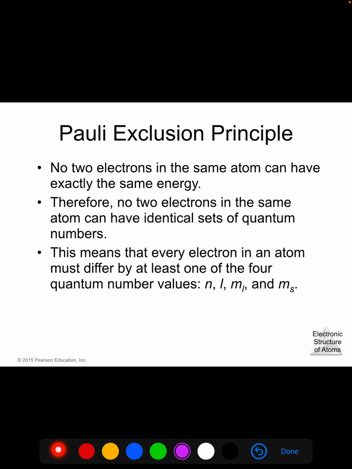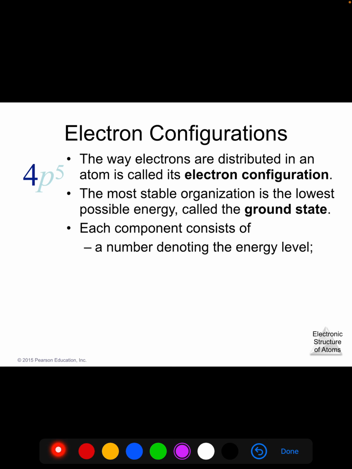So we have this phenomenon, the Pauli exclusion principle. No 2 electrons can have exactly the same energy, so no 2 electrons can have the same quantum number. They must differ by at least one of the 4 values. Okay? And no 2 electrons in the same orbital can have the same spin unless you play some tricks and do electron spin resonance, ESR, and look at the energy you have to put in to flip the electrons and make them spin in an opposite direction, for example.